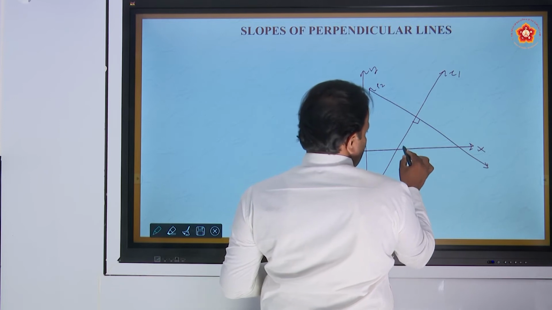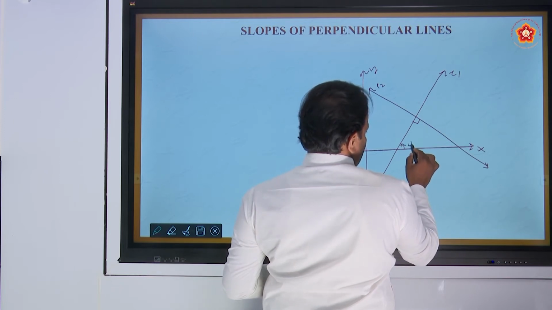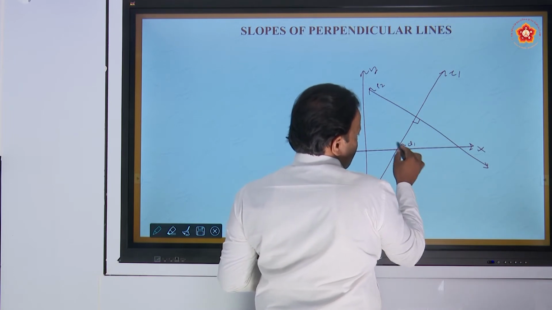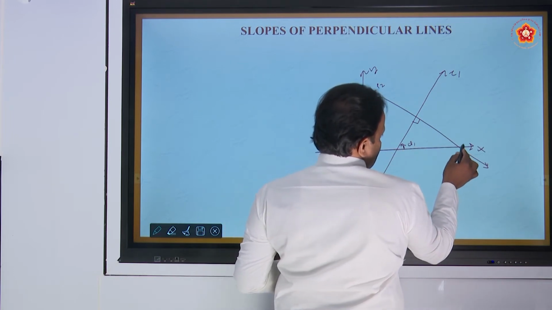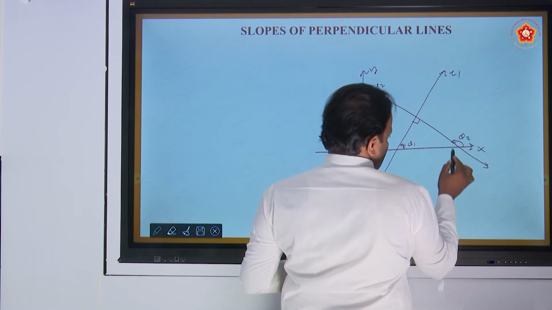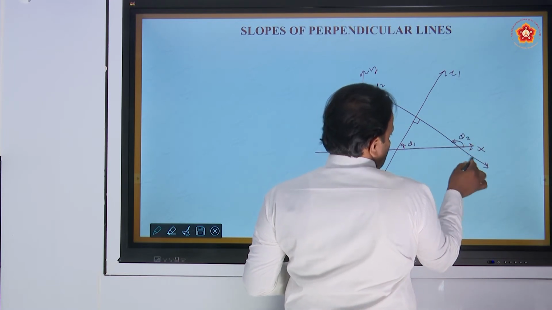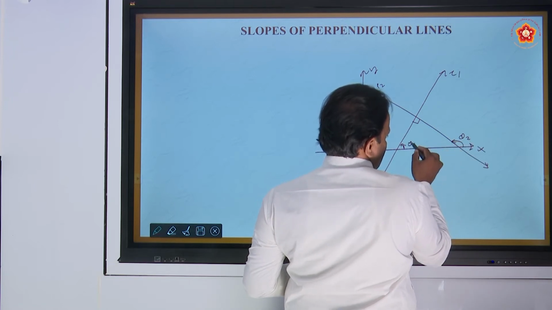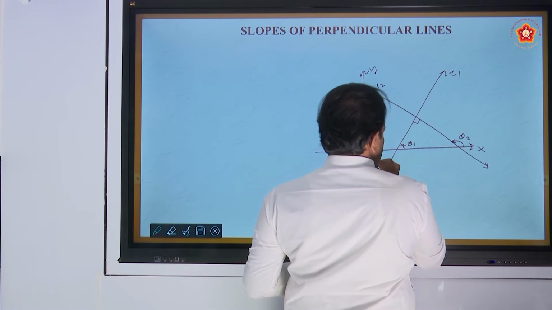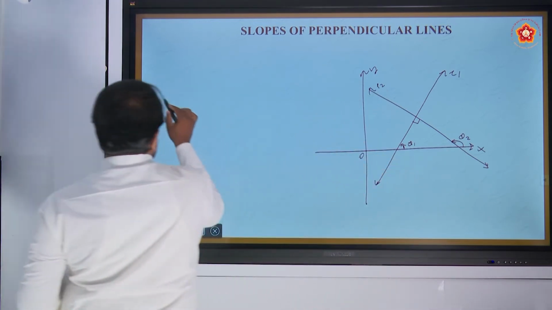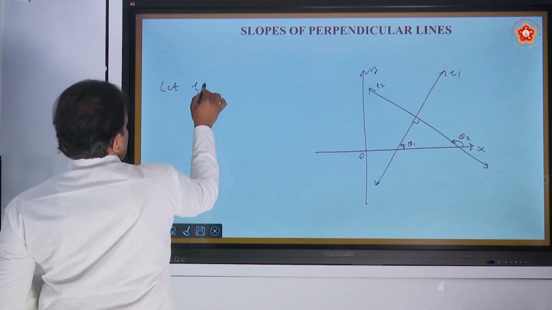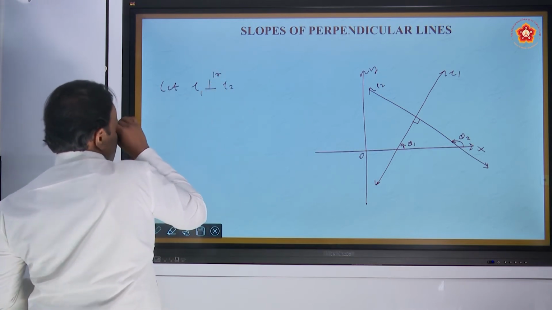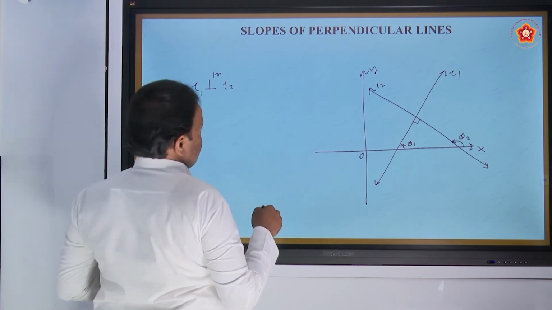If this angle is 90 degrees, you take this angle as theta 1 to find the slope of L1, and you take this angle as theta 2 to find the slope of L2. We don't know exactly what the angle is, but this angle is 90 degrees. This is the origin. Let L1 be perpendicular to L2. The two lines L1 and L2 are perpendicular to each other.